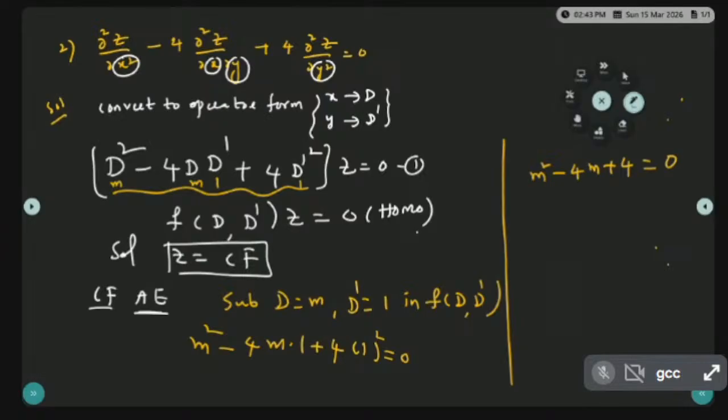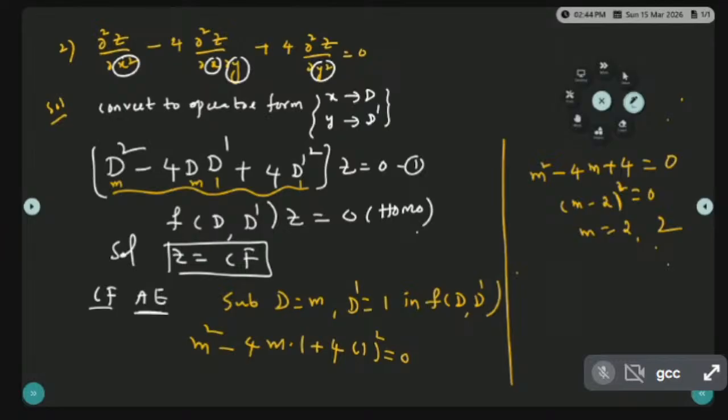This is (m minus 2) whole square equal to 0. M equal to 2, 2. Finding the roots is very simple. You know that part, that is why I am writing the roots directly. If you take the scientific calculator also, you will write. What is the complementary function? Roots 2, 2.